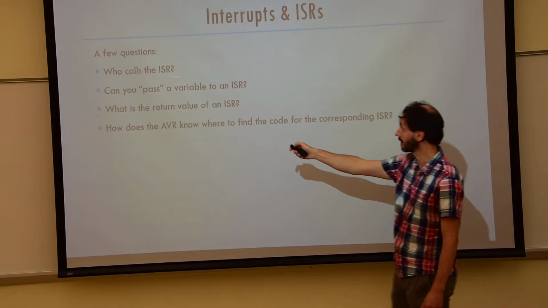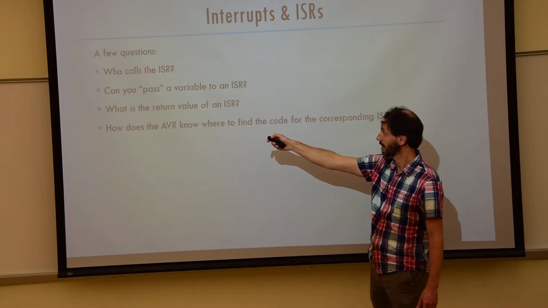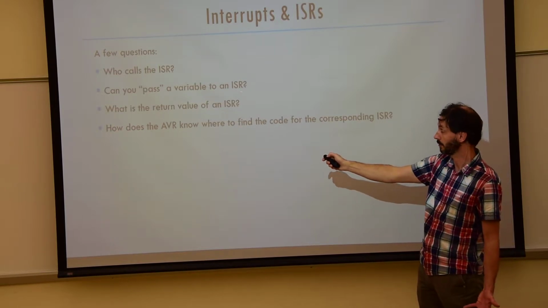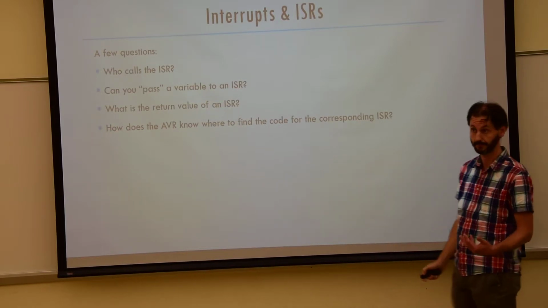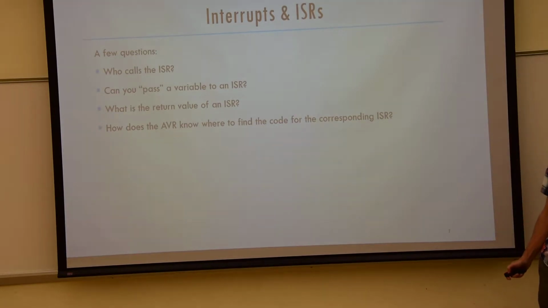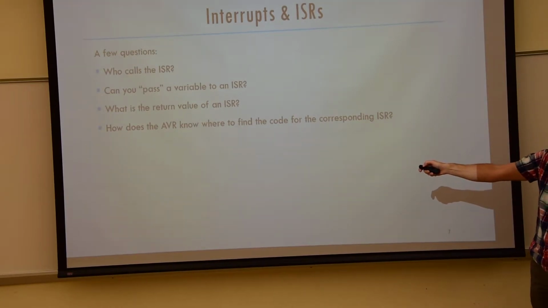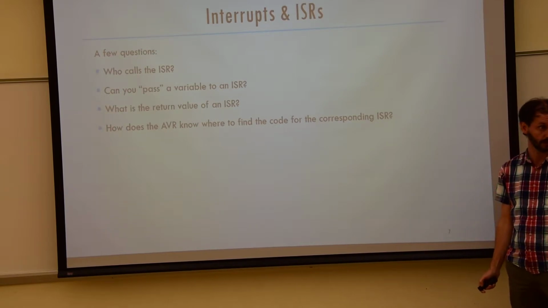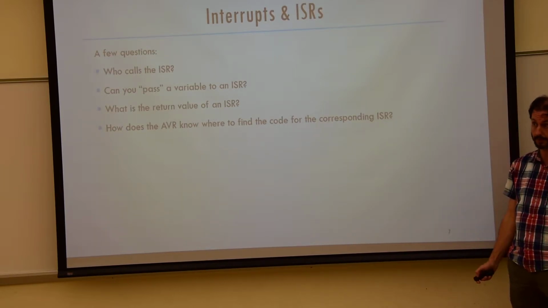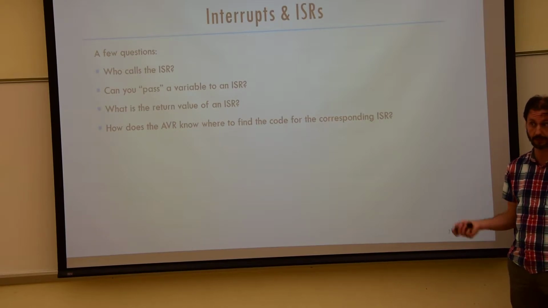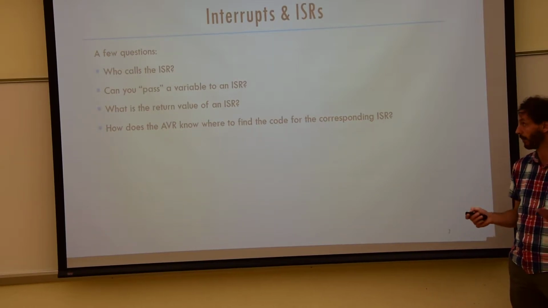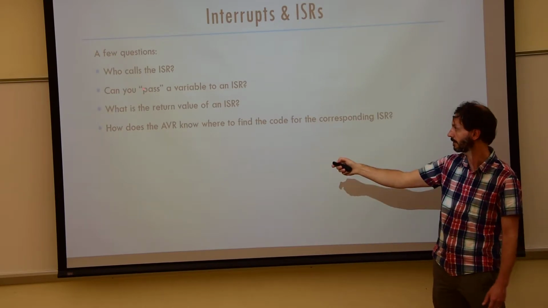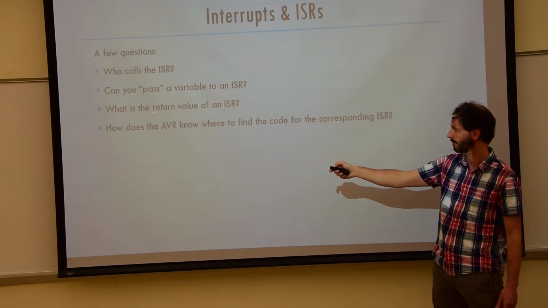So actually the hardware is calling that, the interrupt controller. Now, can you pass a variable to an ISR? No, right? We cannot do that. But what's important to realize is that you can still manipulate variables in your ISR. If you treat them as global variables, then they will be visible outside your ISR. So that's the way around it. It's not that you pass a variable, but you can still manipulate global variables.